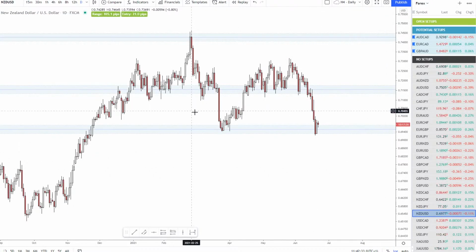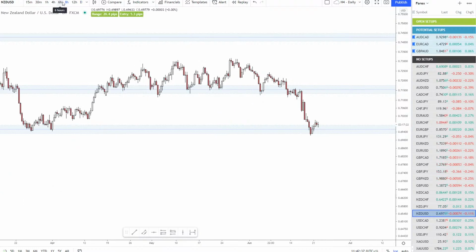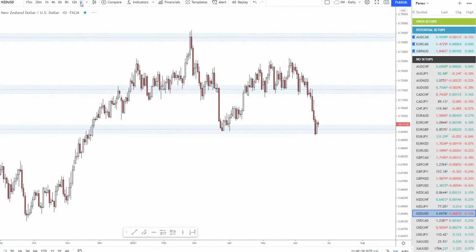New Zealand USD is bouncing from support right now. This was perhaps a trade on the lower time frames. It's a bit late to enter this one though.